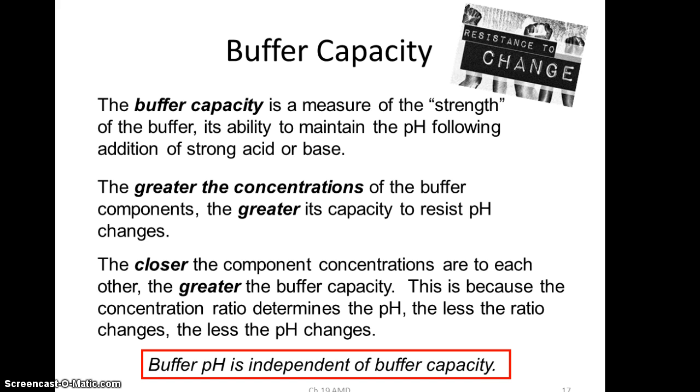It's also important to know that the buffer pH is independent of buffer capacity. So you could have a buffer that's at 6 and a buffer at 8, and maybe one is stronger than the other, but maybe you have a buffer at 6.1 and that one is actually not as good as this other buffer system at 6. So they're totally not related.